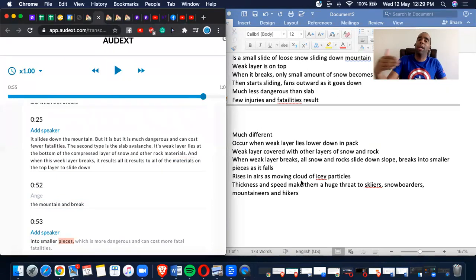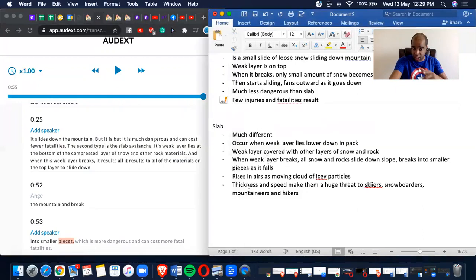Okay, so let me see if I could break this down for you. Its weak layer lies at the bottom of the compressed layer of snow and other rock materials. And when this weak layer breaks, all of the other materials on the top layer slide down the mountain and break into smaller pieces. Okay, now this is exactly what I had written down.